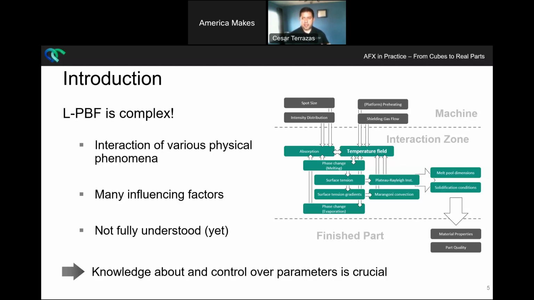Now, the interaction time for a lot of these is very short-lived, but nonetheless has a tremendous impact on the properties of the resulting part. So again, we have many influencing factors, but a lot of them are not necessarily very well understood. And as we will see today with this presentation, the AFX has a tremendous impact on the microstructure and the resultant mechanical properties of the components.